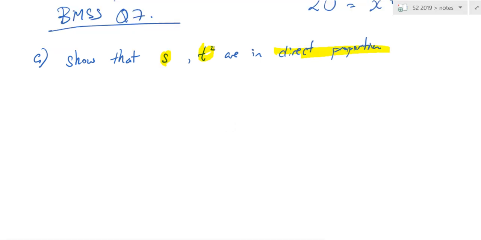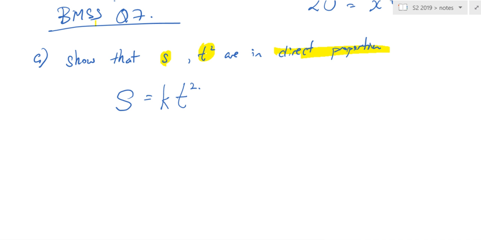And S and T squared, can you suggest what exactly the equation looks like? Johan, can you suggest how the equation looks like? S equals to K T squared. Very good. Can you write this down? But my question is, how do you show?